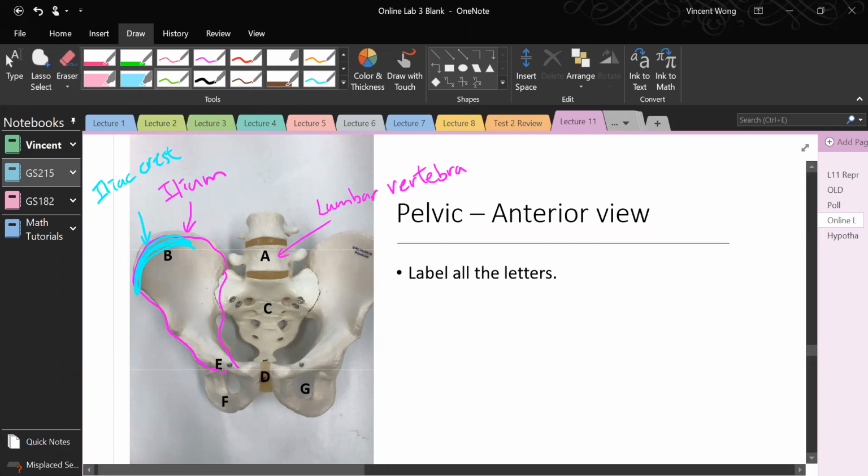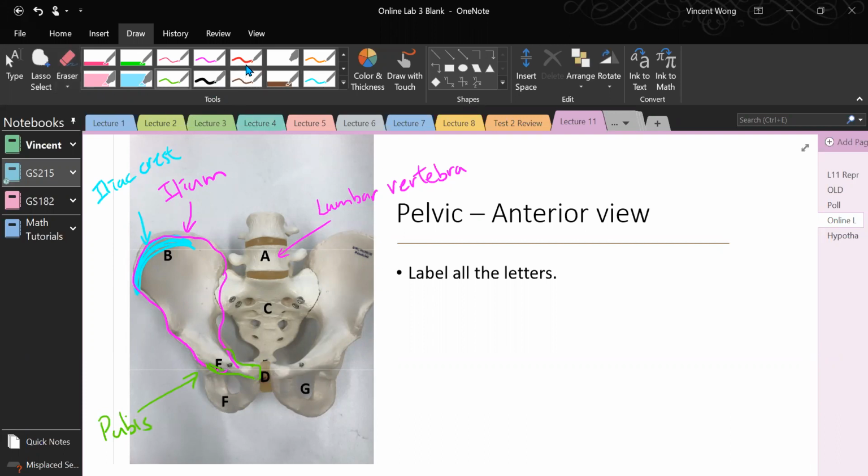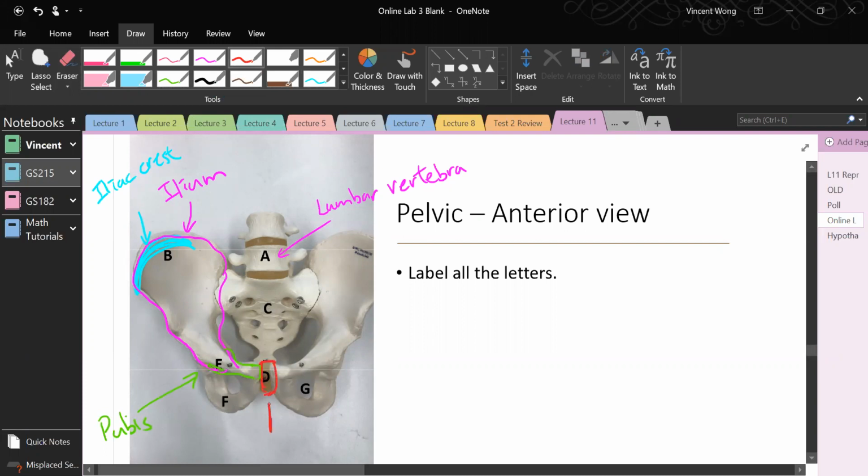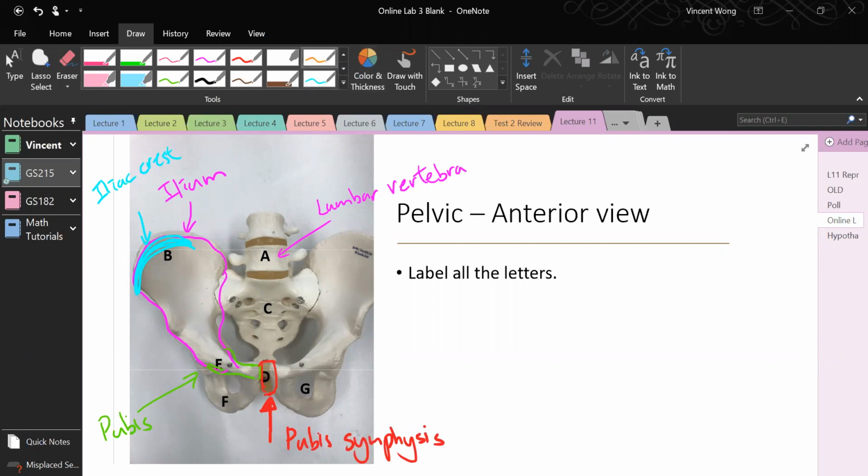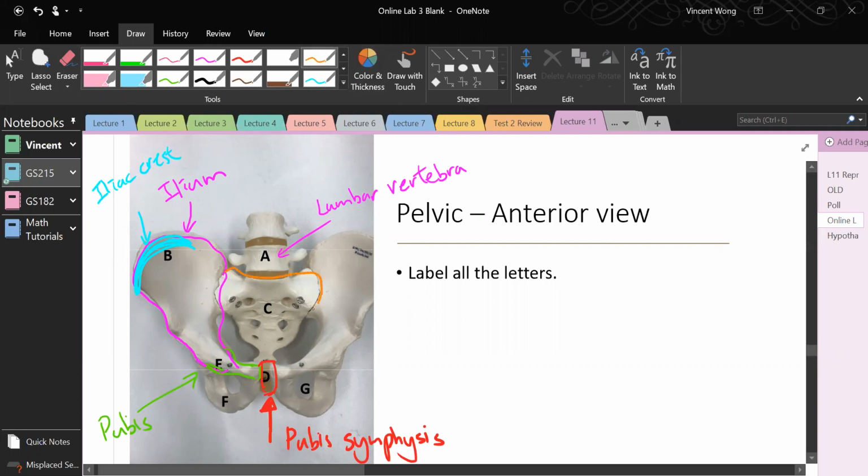Okay, E right here. E is this bone here at the front. Okay, that is the pubis. Okay, so the pubis connects with the other pubis on the other side through a little bit of a cartilage right here. That is the pubic symphysis. We got the sacrum here. Sacrum, S-A-C-R-U-M.